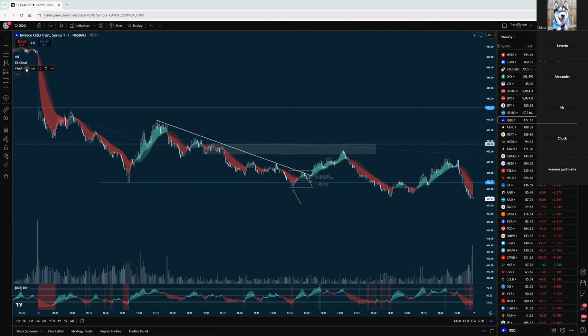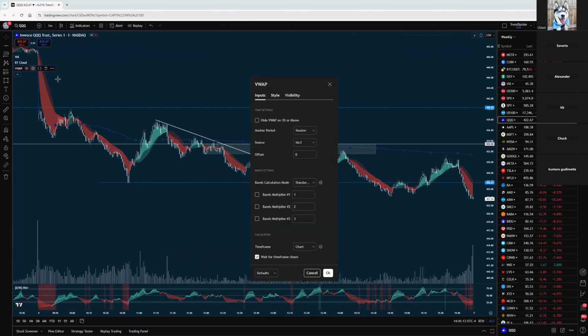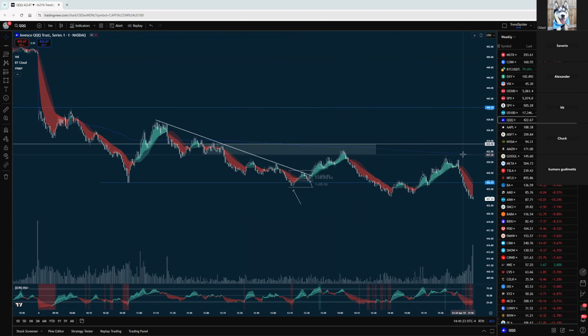VWAP is just automatically calculated here. If you add it to the indicator, like I have it, session HLC3, this should be the default VWAP for most brokers here. It just auto calculates it for you.